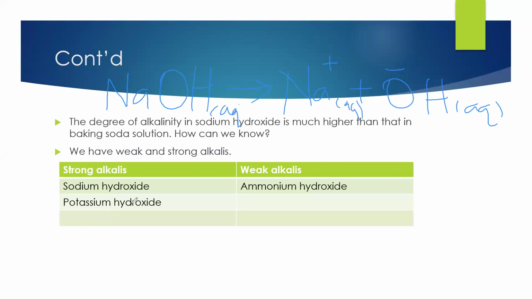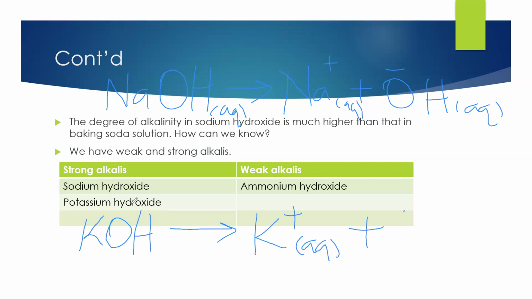So in this case, you realize that I have a full arrow because all the hydrogens that are combined with the hydroxide are going with the hydroxide to the other side. Then for potassium hydroxide, still the same thing is happening. I have potassium ions plus hydroxide ions. That's why you say for alkalis, they dissolve in water to produce hydroxide ions as the only negatively charged ions.